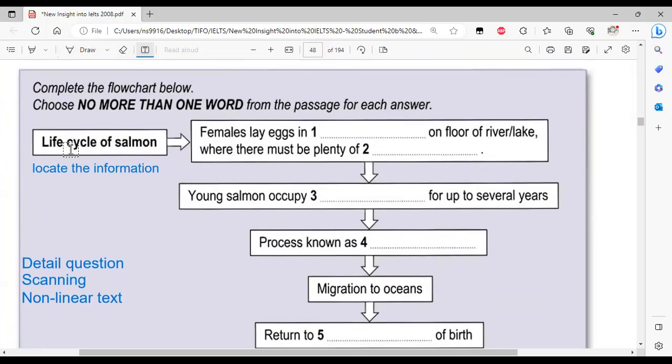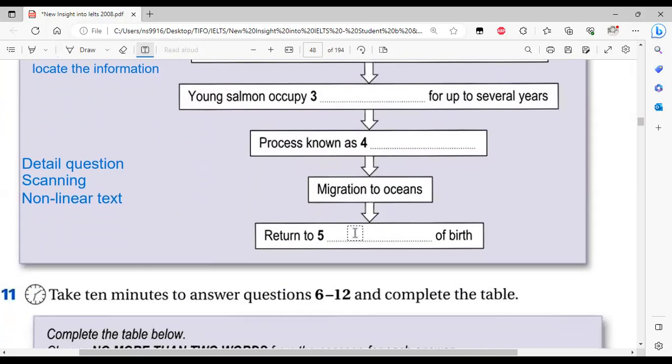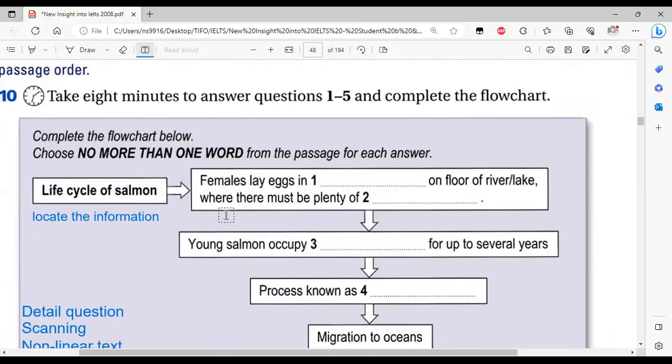Now here we have life cycle of salmon. This is what you call the start. You see here, it is the start of the flow chart. That's step number one, and this one is the last step. When we write, because you cannot see the diagram, the writer will say, well, the first step is, or the cycle starts with, okay? Now, this will help you locate the information.